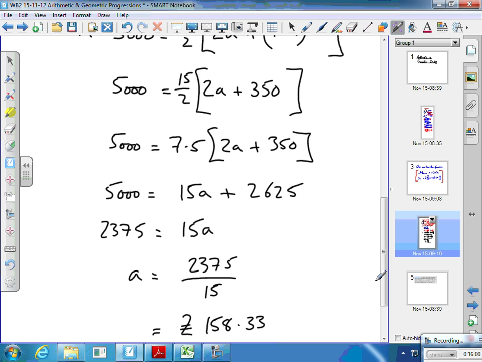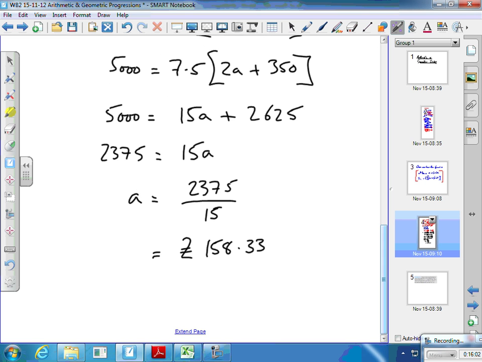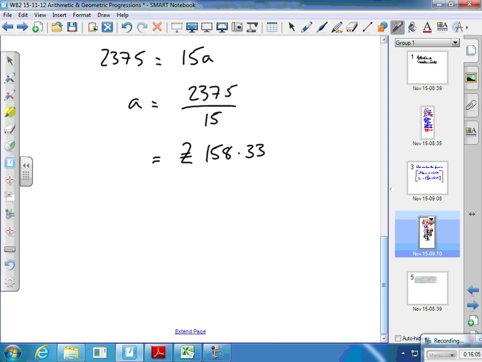Yep, that's a, and a is the first term, isn't it? So therefore the first term a is £158.33. So that's the price of the first item.